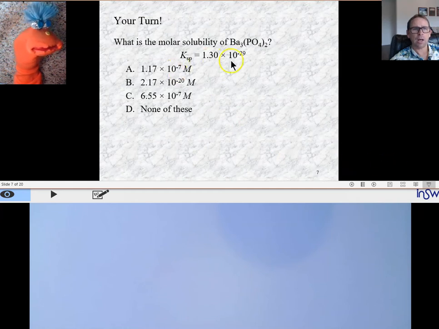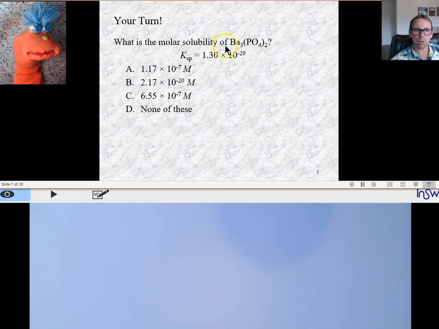Very good. Now, if that K is a large value, what does that tell us about the solubility? Does that mean it's soluble? That's right. The higher the value, the more soluble it is. So we have a K for the solubility of barium phosphate, 1.3 times 10 to the minus 29. So what does that tell us? Low, not very soluble. Very good, not very soluble.